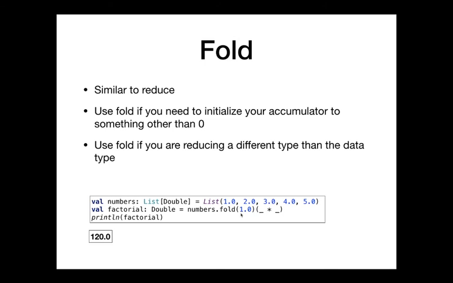So here I want to initialize my accumulator to 1. And then my function is going to take whatever I've accumulated so far and multiply the next element to it. So now I'm going to get all of these values multiplied together. Since I'm initializing to the multiplicative identity, I don't have to worry about that messing up my results. And I can use fold to combine all these values.